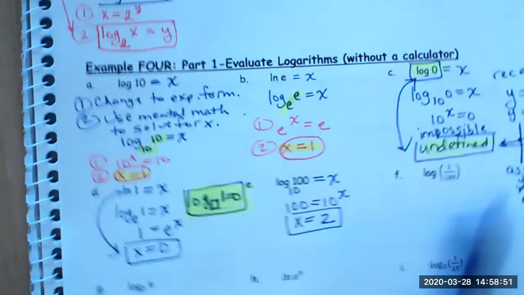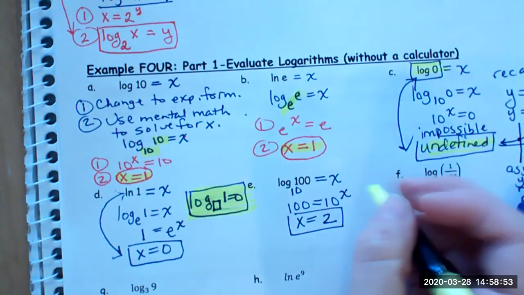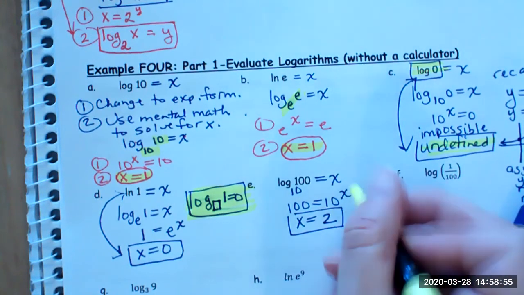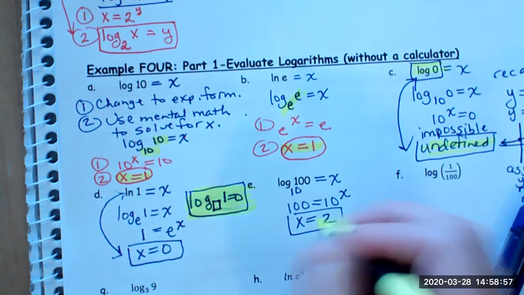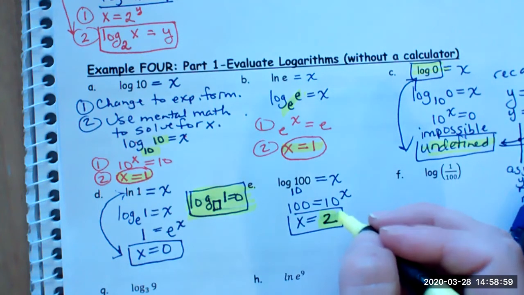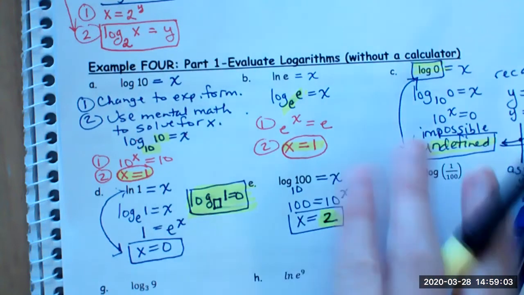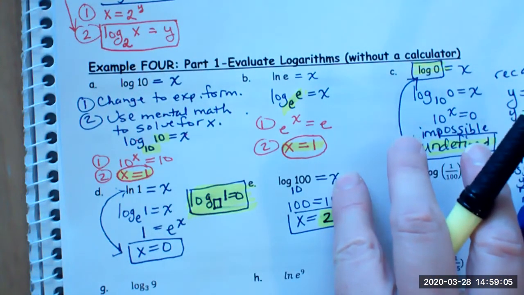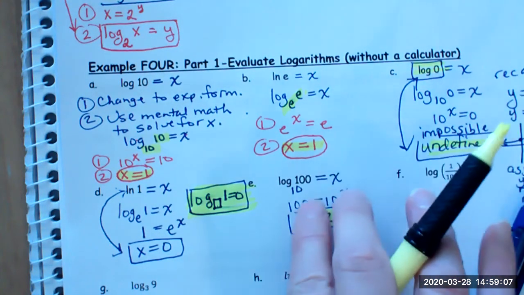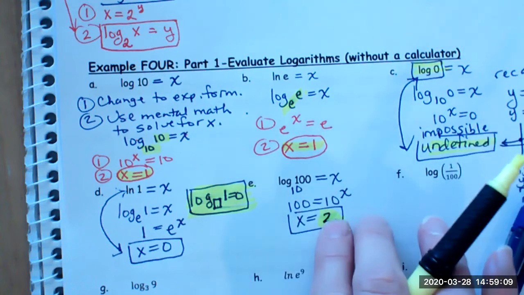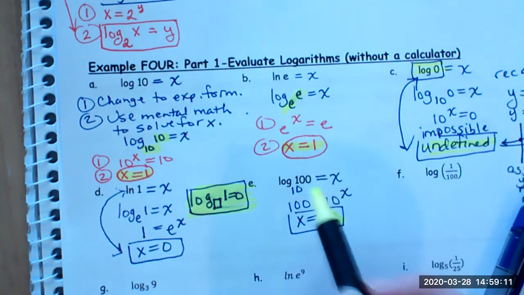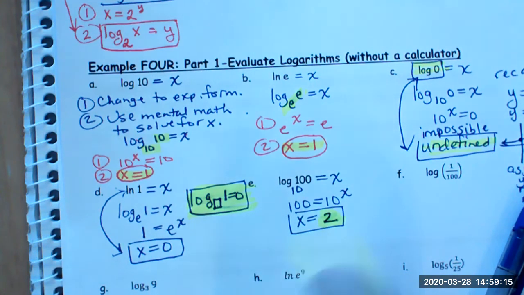And in fact, you don't have to write x is equal to 2. You can just write 2, because we were just writing the x in for purposes of changing to exponential form to ultimately get the answer. But technically, if I said to you, what is log of 100? You could just tell me 2. You don't have to say x equals 2.